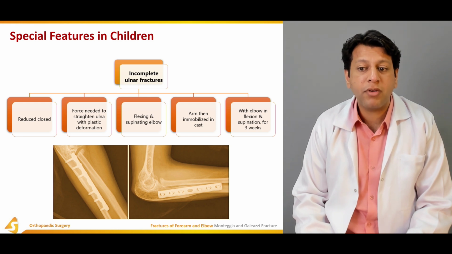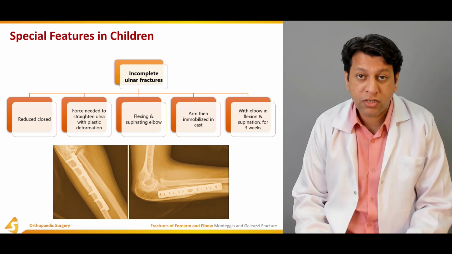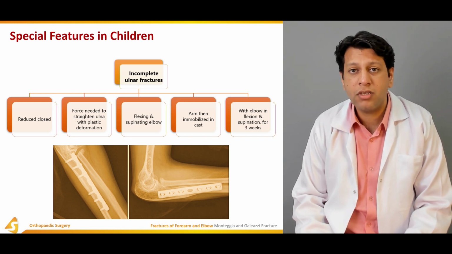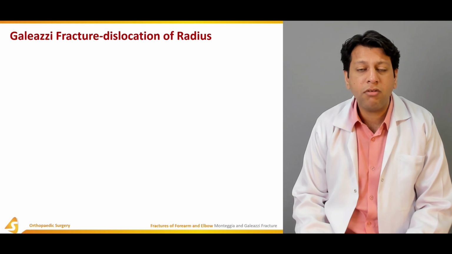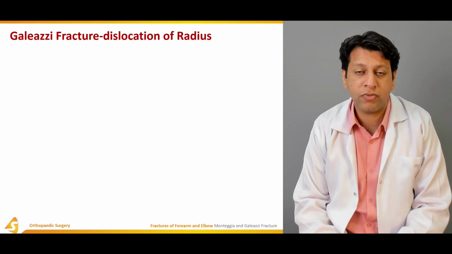With the elbow kept in flexion and supination for 3 weeks. But it's only in the case of children. In adults, we have to fix it with ORIF. Now coming to another important entity, that is the Galeazzi fracture dislocation of the radius.